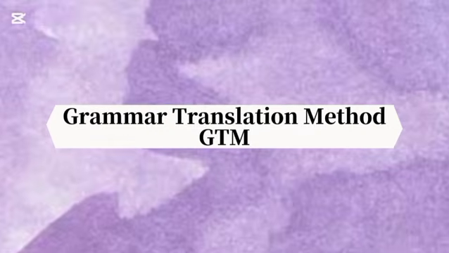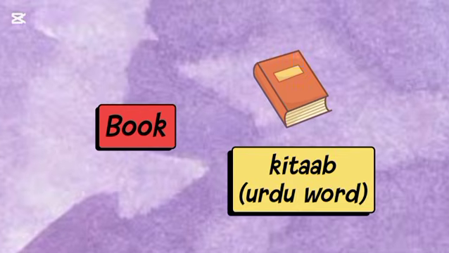The Grammar Translation Method, or GTM, is a traditional language teaching method that focuses heavily on grammar, vocabulary, reading, writing, and translation. In this method, the learner's native language is an important resource. For example, if I want to teach the word book, I might simply say book means kitab. The learner already understands the concept of a book, so I'm using their native language to create a connection between the English word and its meaning.